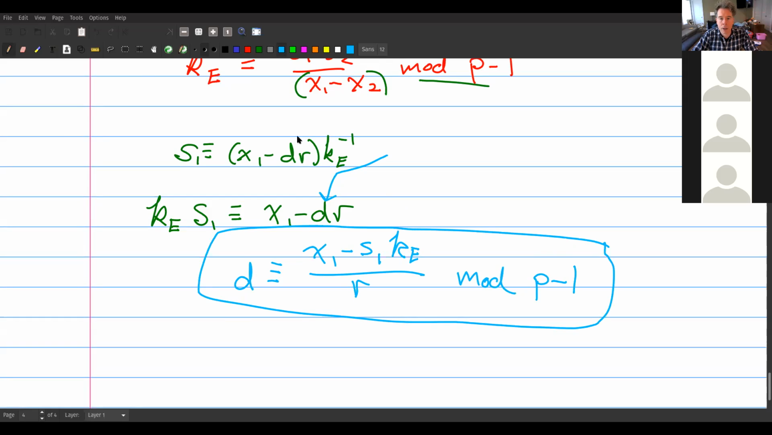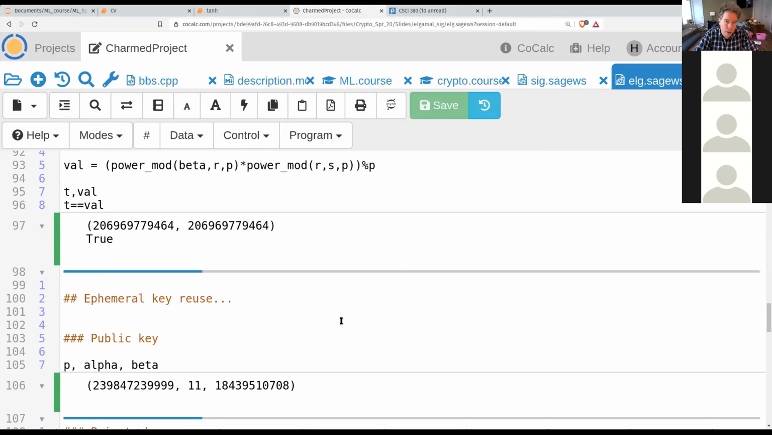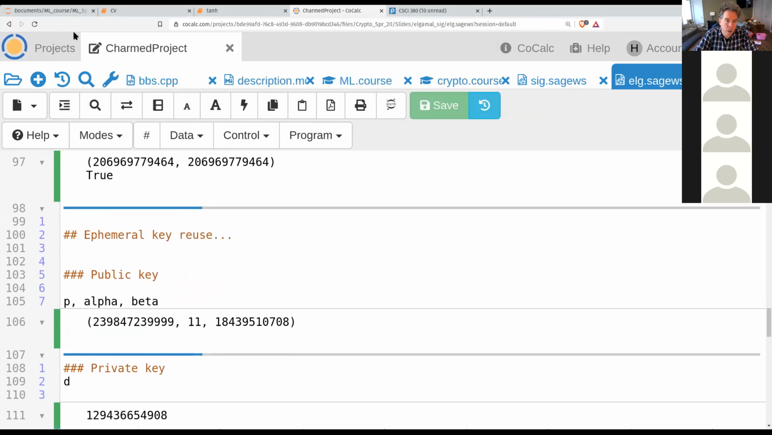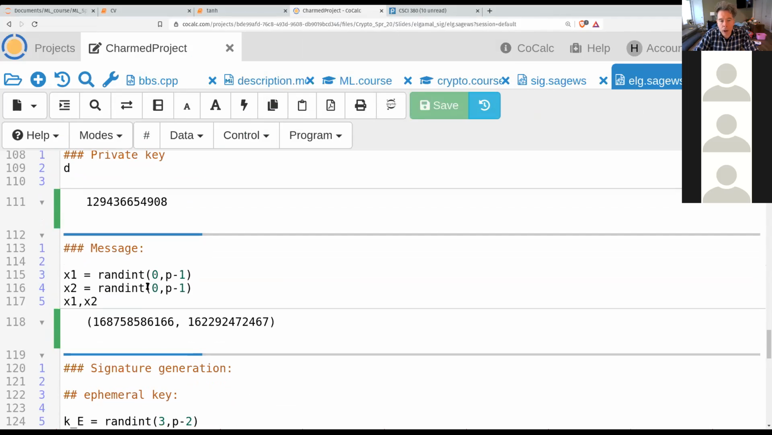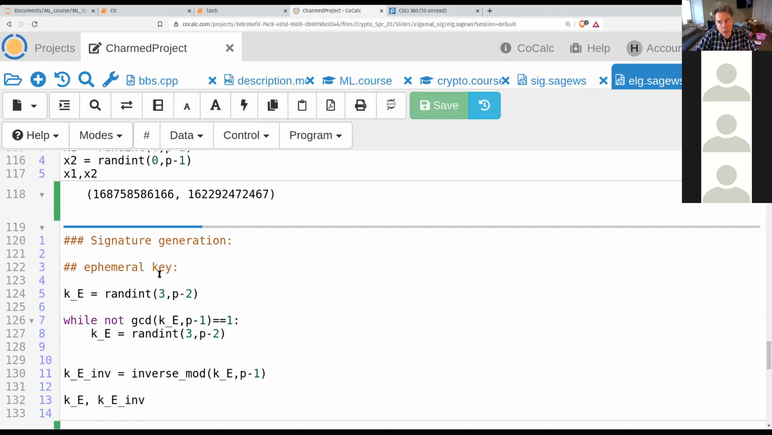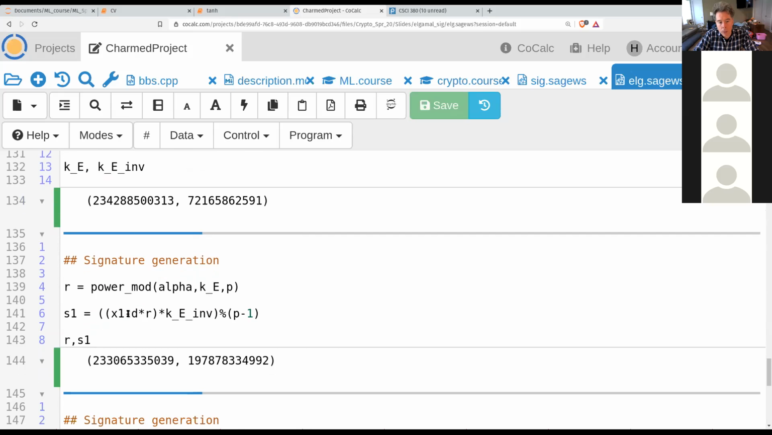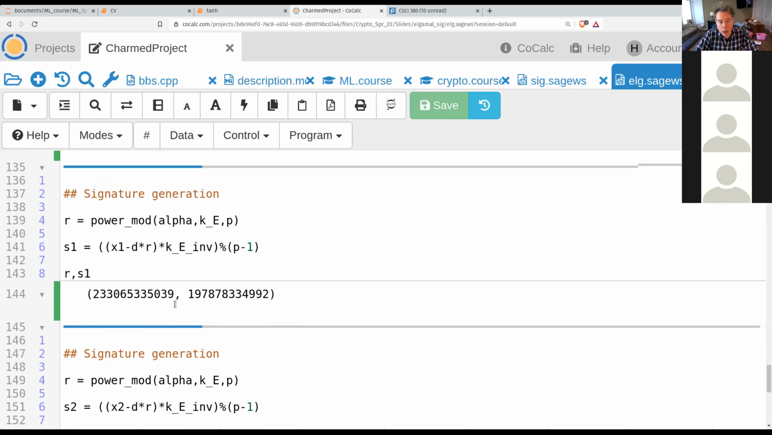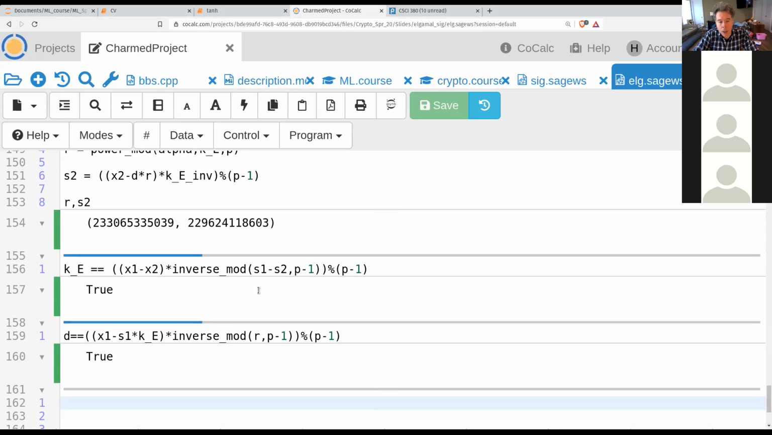And I did this in Sage also. So here's the signature verification, but I did a little illustration of how to do the ephemeral key reuse to steal the key. So here are the public parameters. Here's the private key D. Now I have two messages, and I picked both of them at random, so nothing up my sleeve here. And here's the ephemeral key that we generate at random. And so now we sign x1 and produce a certain signature R, S1. And now we sign x2 using the same ephemeral key. Notice that R really is the same in both these cases. That's R and that's R. You get different S's, but you can recognize that the ephemeral key is the same.